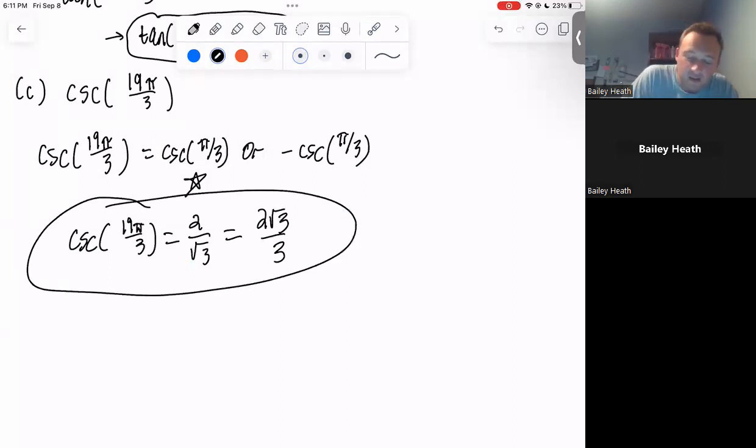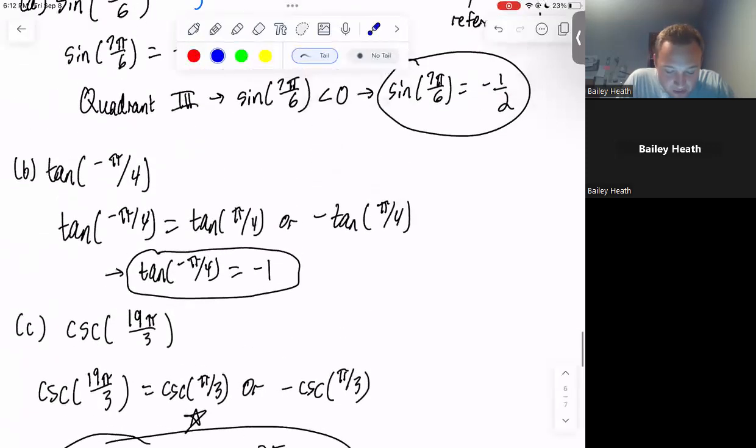As I said in the last video, your instructor, teacher, or professor may or may not care which form you write it in. Some professors or instructors will not want an irrational on the bottom. Others don't really care. Personally, I don't really care that much. But you should be aware of what your instructor wants. In the end, they're mathematically equivalent. So there we go. So that's how we use reference angles.